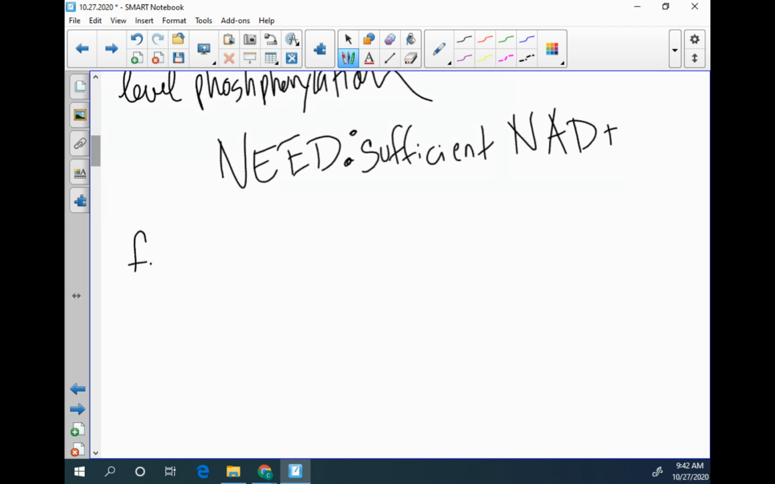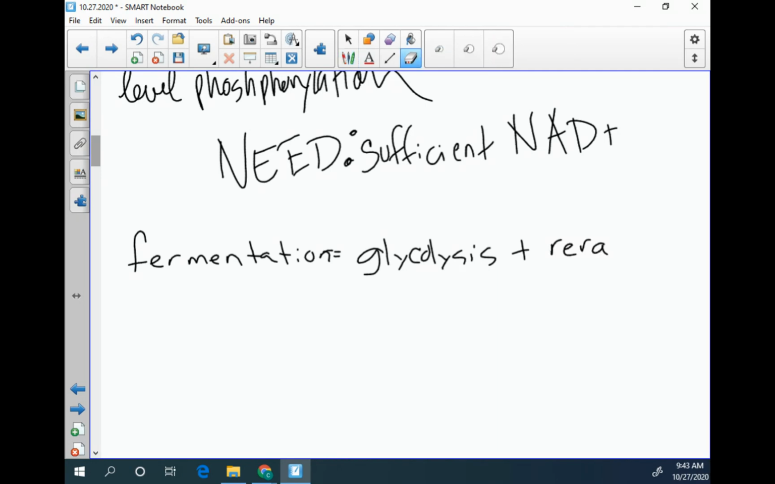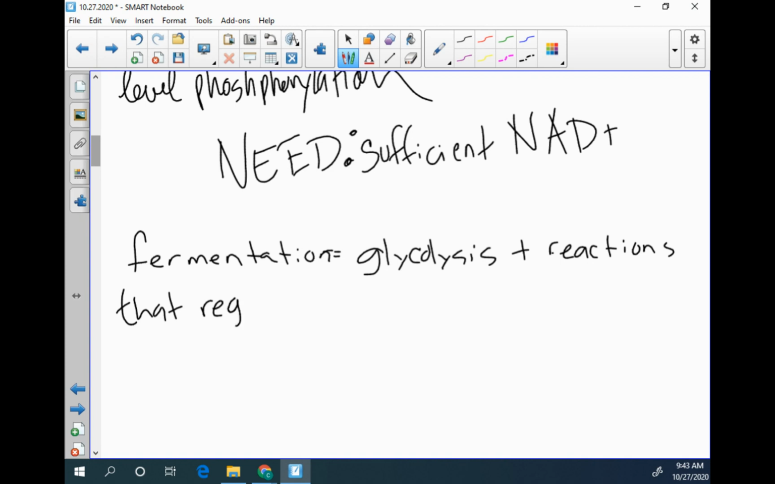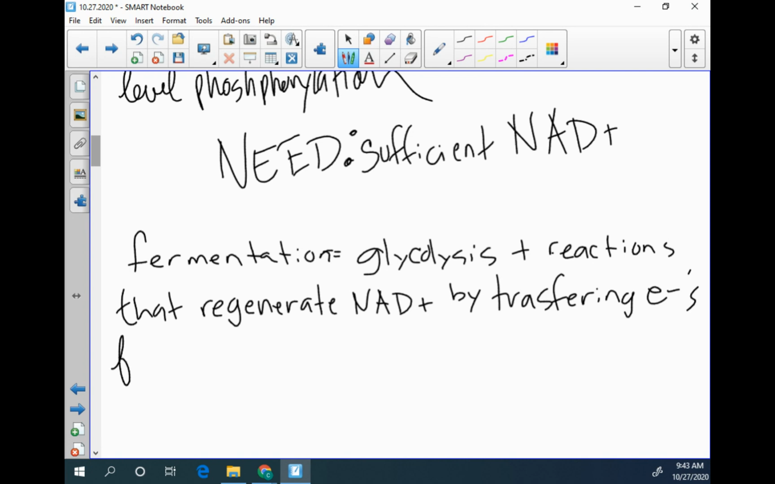So, fermentation is glycolysis plus the reactions that regenerate NAD+. And that happens by transferring electrons from NADH to pyruvate, which is the end product of glycolysis, or a pyruvate derivative.